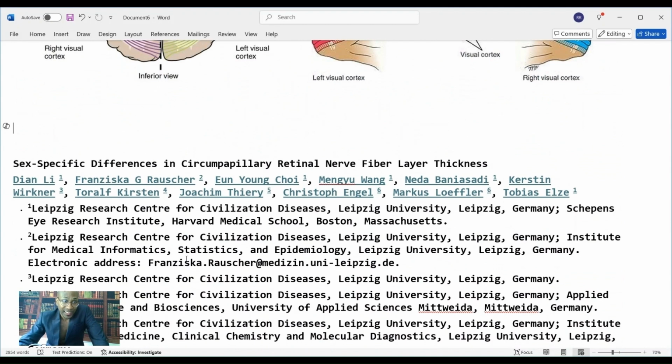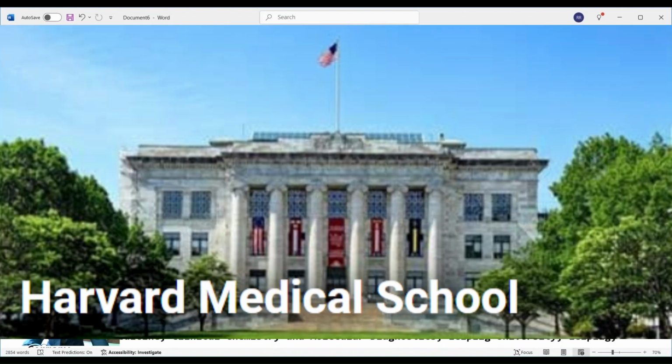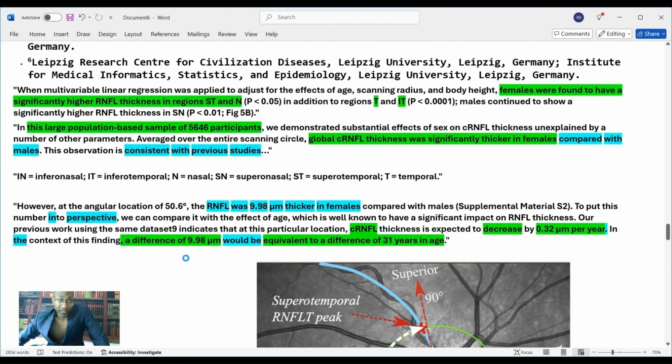But what we have here is a study on sex-specific differences in the circumpapillary retinal nerve fiber layer thickness from the Center of Civilization Diseases and the Eye Research Institute from Harvard Medical School, Boston, Massachusetts. And what this shows is females are found to have significantly higher retinal nerve counts at the superior temporal and at the nasal, but also the temporal and inferior temporal. Now, we said that inferior means lower and temporal meaning the sides of the visual fields. And so inferior temporal is the lower side of the visual field diagonally. Temporal is the central midway. Superior temporal is the upper. And then we have the nasals, which is the central because it's in line with our nose, which is the center of our cranium, the center of our head.